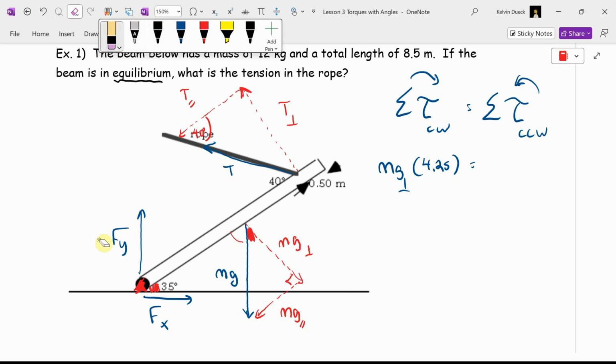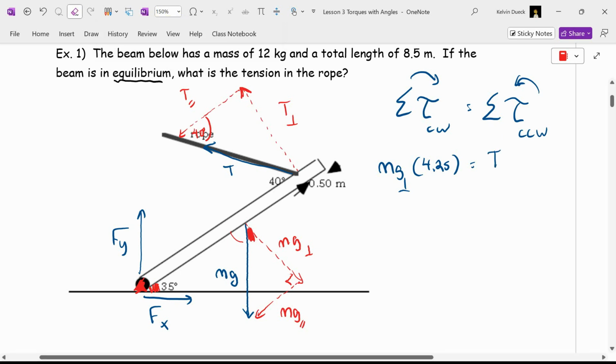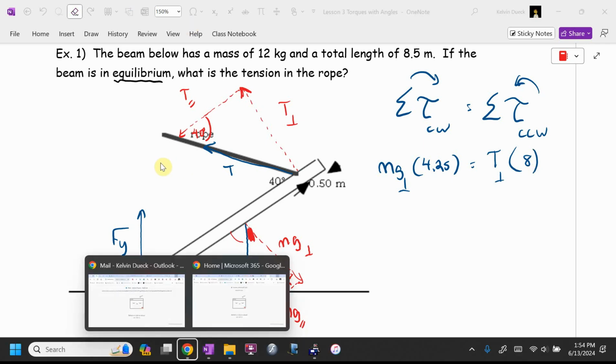Carson, back to you. Which force or forces is exerting a counterclockwise torque, causing it to spin in this direction? Perpendicular tension. Good. Times its distance from the pivot. 8, because 8.5, 0.5 from the end, 8. Pause for a second.